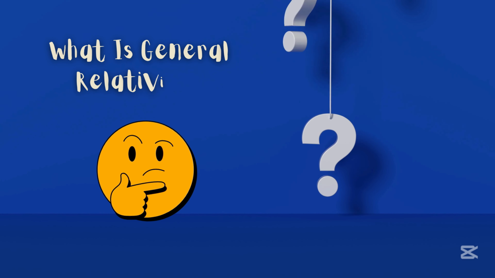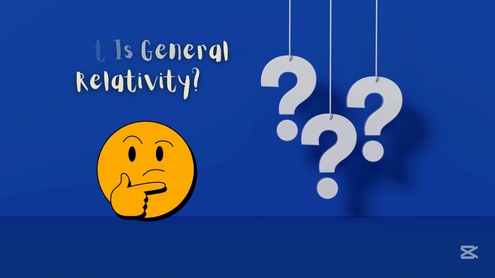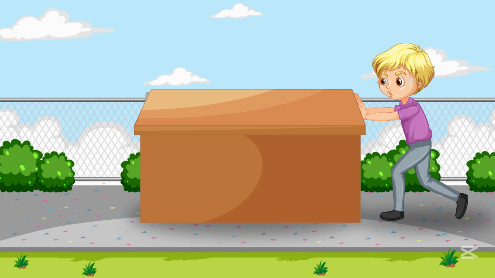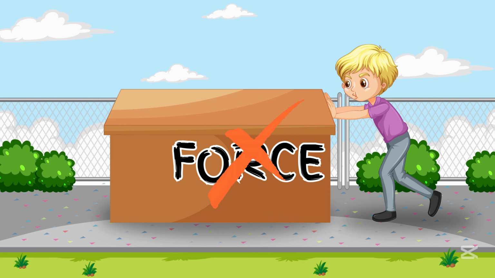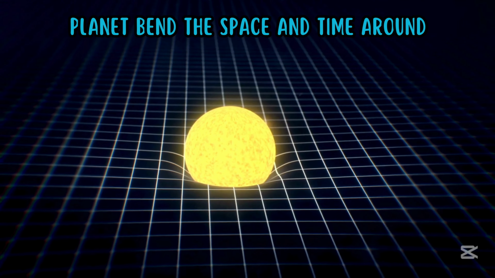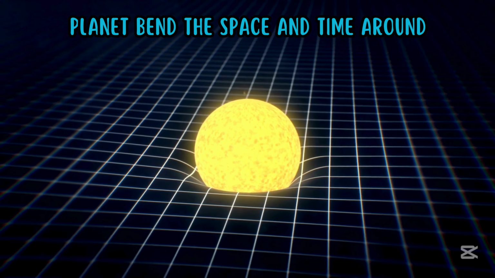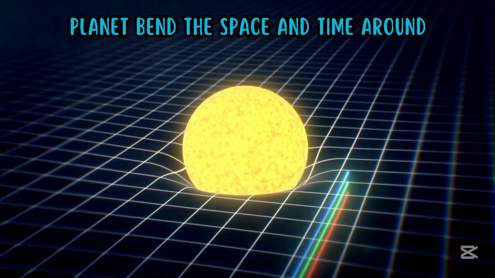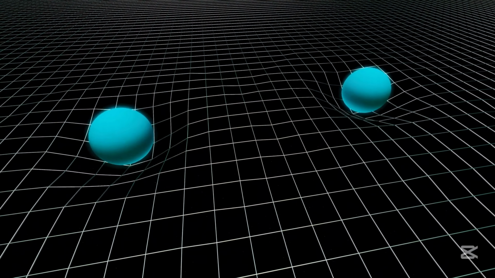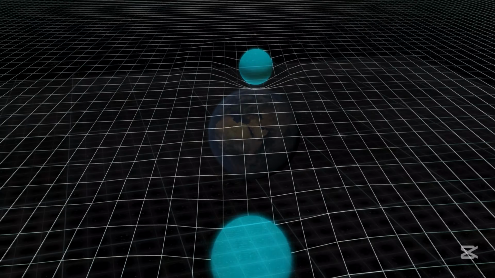So, what actually is general relativity? Well, Einstein discovered that gravity is not actually a force. Instead, it is what happens when heavy objects like a planet or star bend the space and time around them, just like a heavy ball bends a rubber sheet.